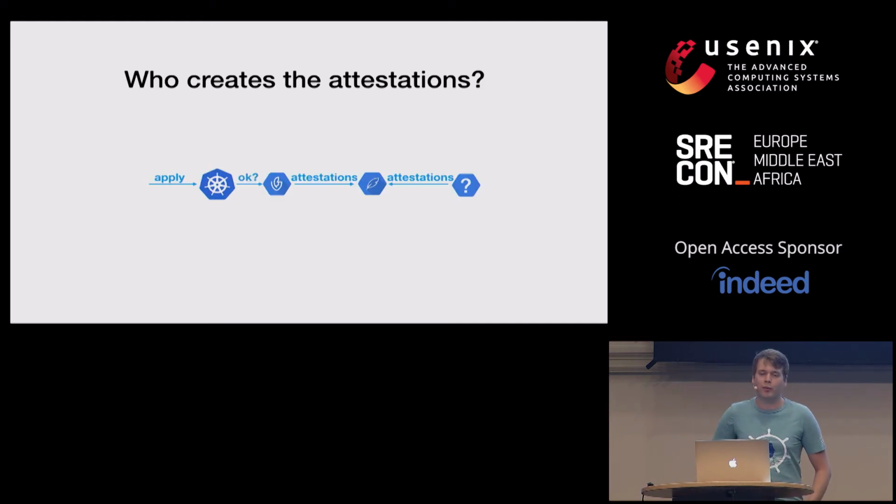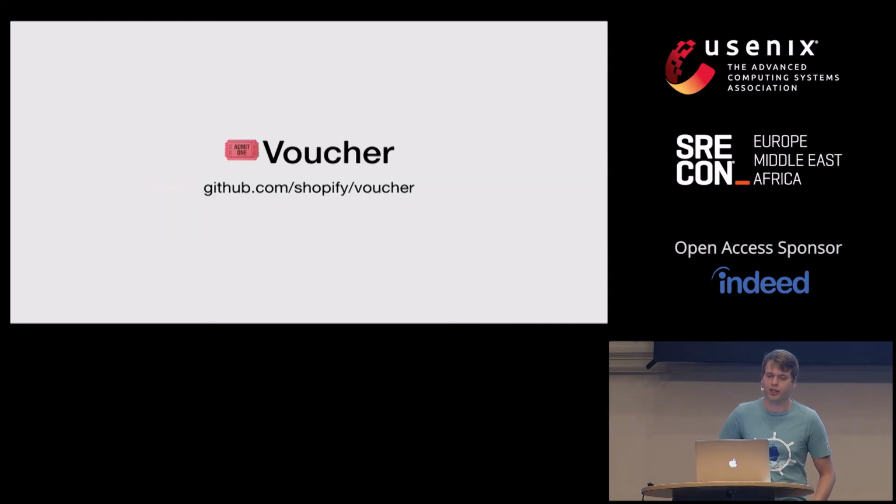So now, when we run apply, it'll ask Kritis whether it's OK to deploy. Kritis will get the attestations from Grafeas. But where does Grafeas get the attestations from? Like, who creates them in the first place? And that is where Voucher comes in. Voucher was written by my team and me at Shopify. It's open source. Go check it out. It's what in the binary authorization world is called an attester.